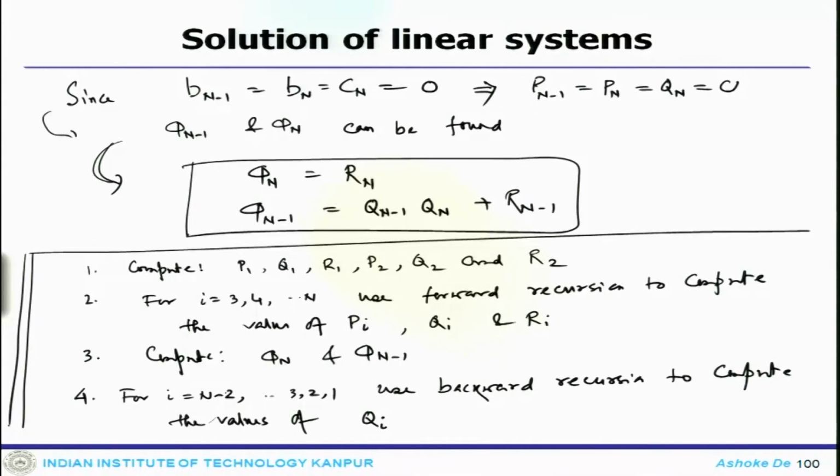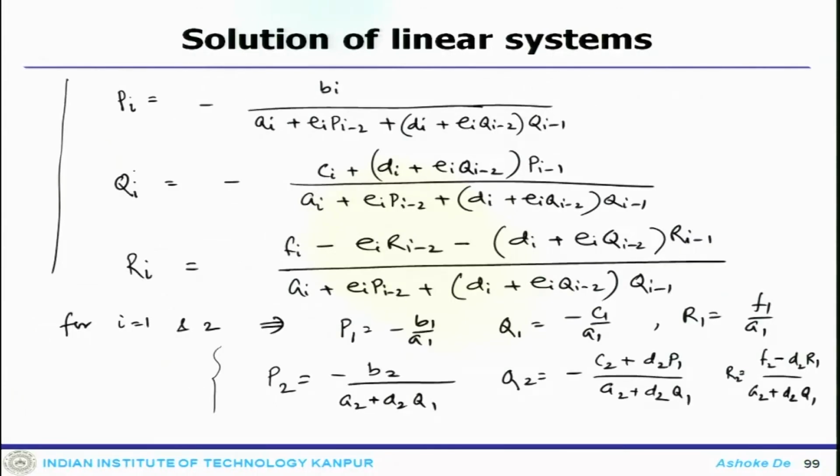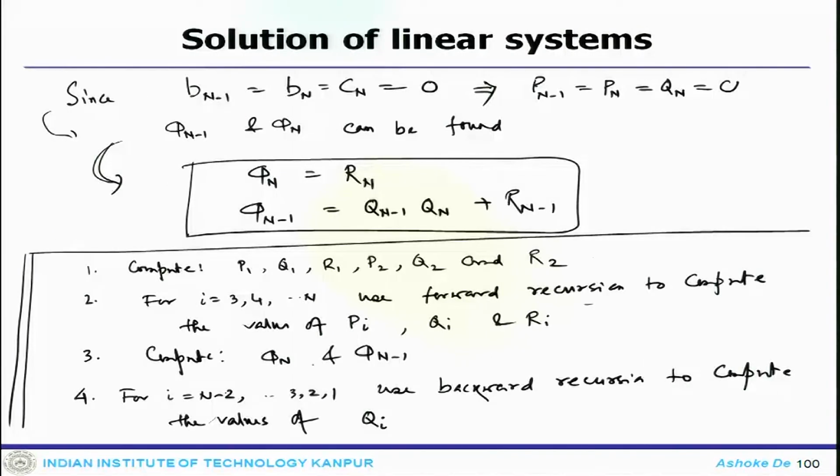So first you obtain the specific ones, P1, Q1, R1, P2 and the rest, and then you go for the forward recursion, and as we have obtained here, all these Pi, Qi, Ri you obtain. Once you obtain all these, you calculate phi n and phi n minus 1 using this, and then finally you go for the backward recursion to compute the values of phi i. So this completes the algorithm for the pentadiagonal.